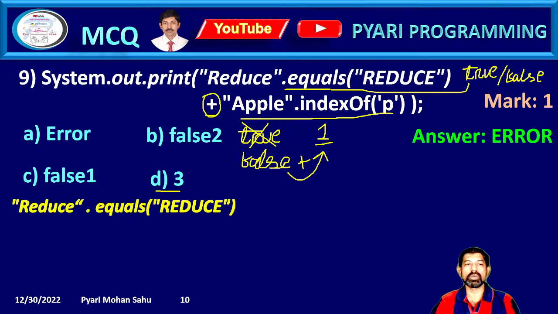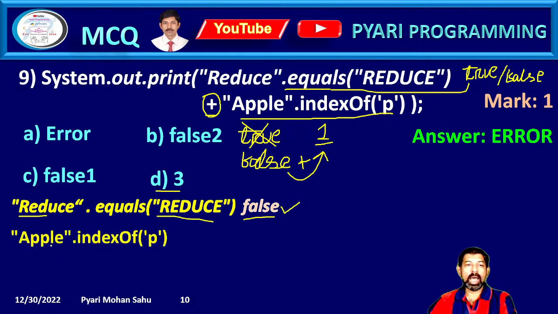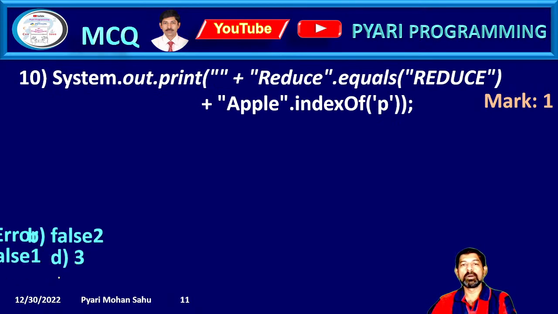Okay, next question. So look at this. I'm just explaining. It is false because it is case sensitive. This is in lowercase, this is in uppercase. This is case sensitive, that's why the result is false. Now next, apple dot index of p. This is 0 index position, this is 1 index position, so this will give you a 1. Now false plus 1 will generate your error message.